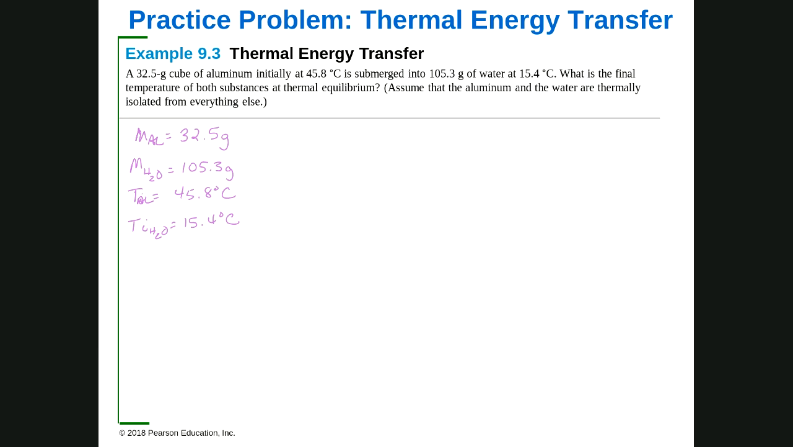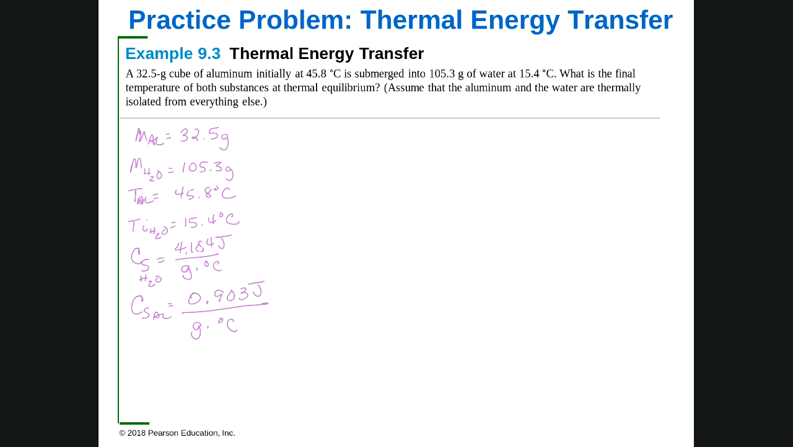Then on the table, or given to you in the problem, you're going to have the specific heats, because you can't memorize these. Everything in the world has one. Water has 4.184 joules over gram times degrees C, and aluminum is 0.903 joules per gram times degrees C.